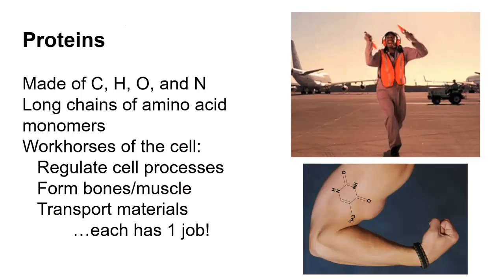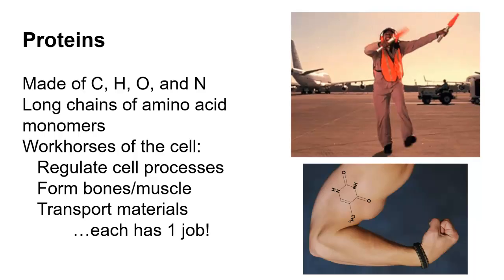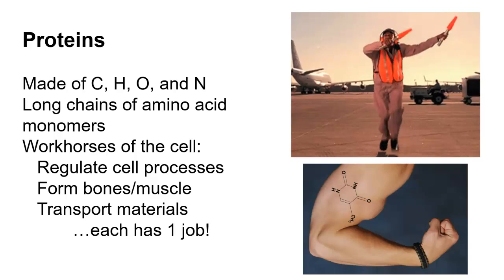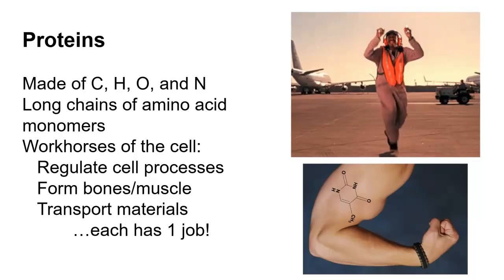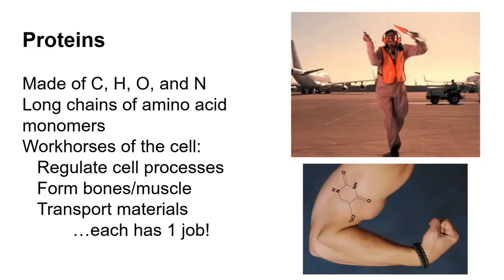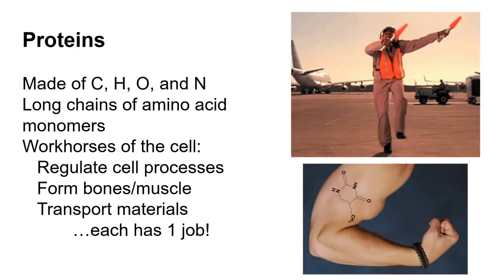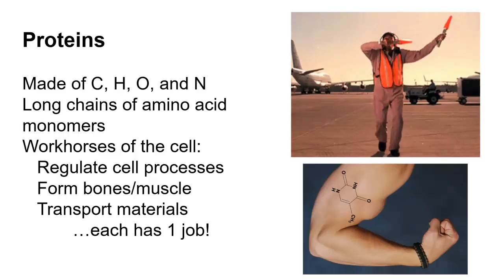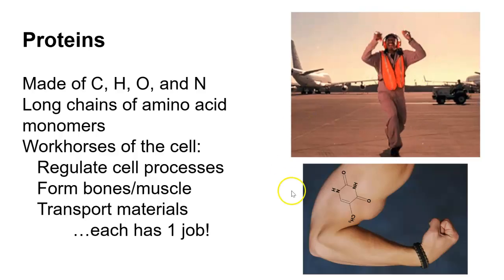All right, proteins. This is our last macromolecule. These are made out of carbon, hydrogen, oxygen, and nitrogen. Right? It is important to know where we get our nitrogen from because we need nitrogen for our proteins. And we need proteins to do anything in life. Proteins are made of long chains of amino acid monomers. Proteins are the workhorses of the cell. Okay, they're like this guy up here. They are directing traffic. They all have one job to do.